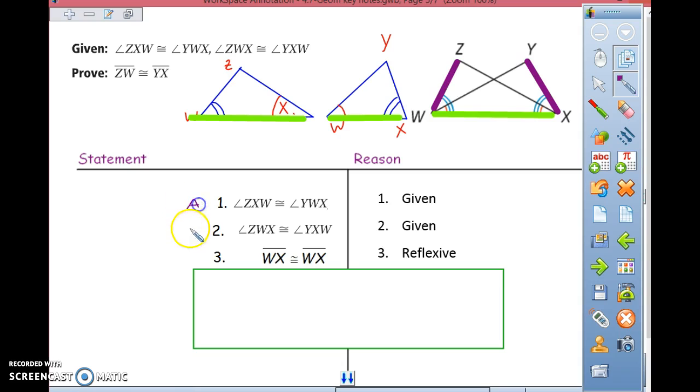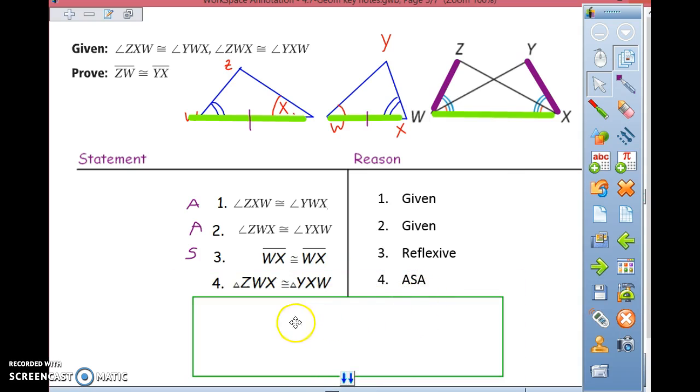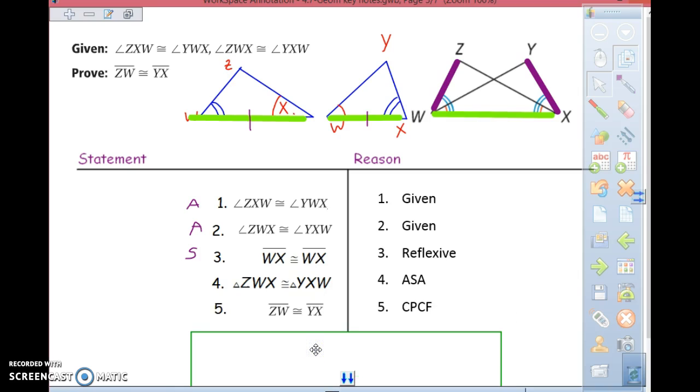So line 1 is an angle, line 2 is an angle, line 3 is a side. We're checking to see if this is angle side angle, our side being included, and it looks like it is. So then step 4, by ASA, we can prove those two triangles congruent. Then, because those triangles are congruent, all of their corresponding parts would be congruent. So then we can get to our last step that says these two purple sides, ZW and YX, are congruent because of corresponding parts of congruent figures are congruent.